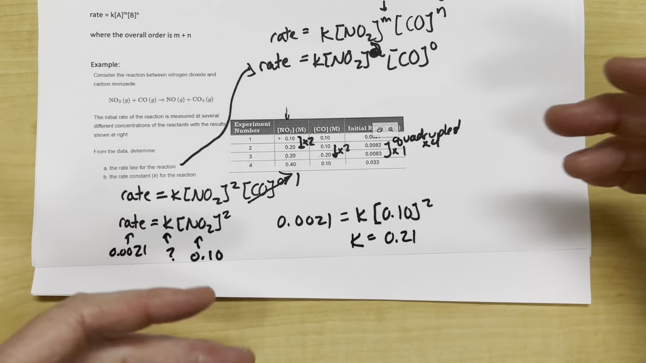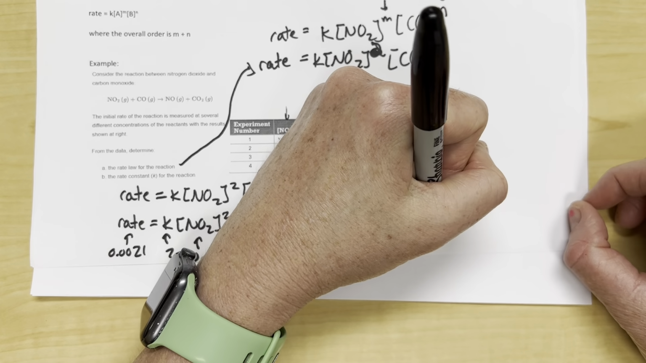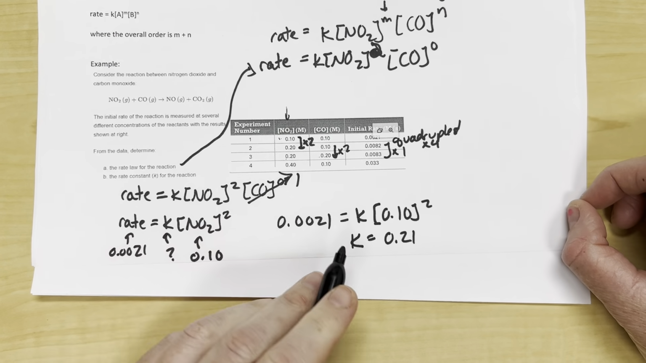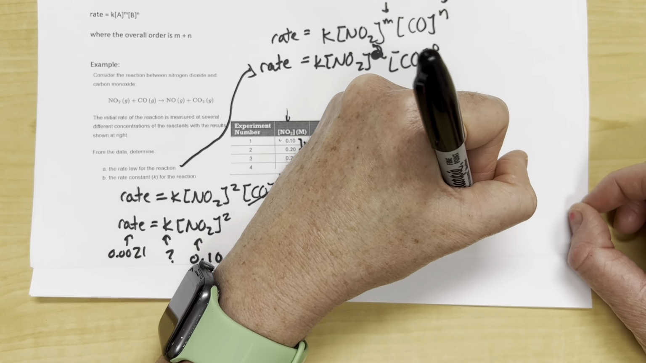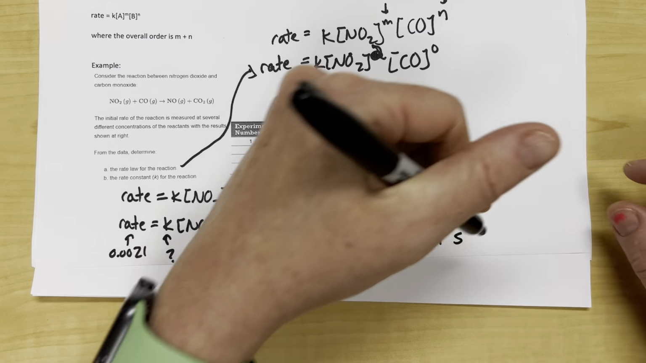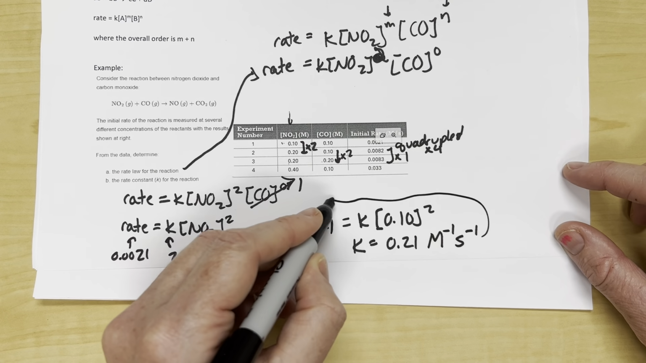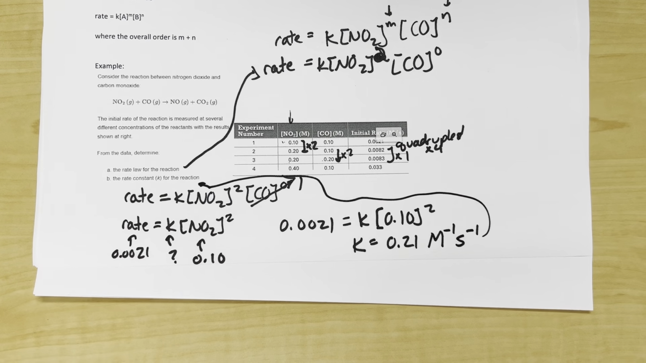My next question to you would be, what would the units be of this K? Well, you can go back to previous pages, or maybe you even memorized it, that in a second order reaction, it's M to the negative 1, s to the negative 1. And that would be our answer for B.